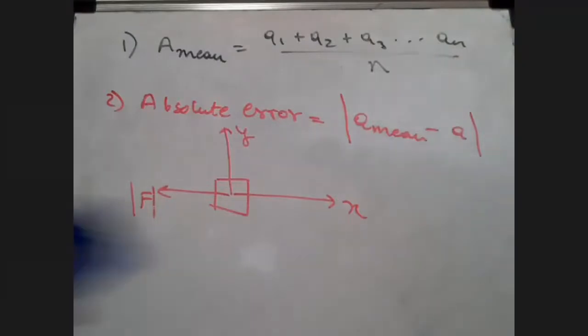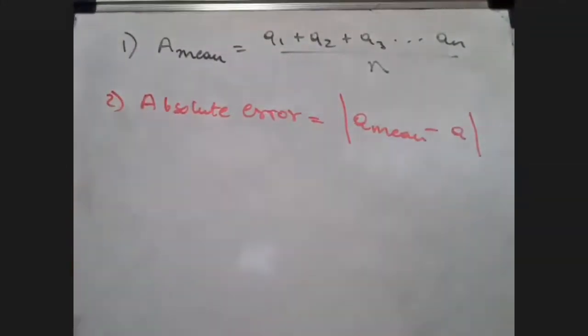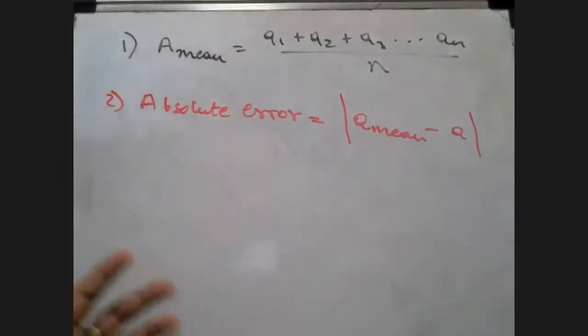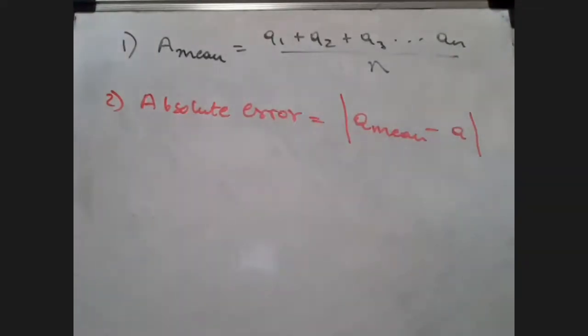Okay. So if that is understood, then you should understand that anytime errors are there, they are always added, in terms of addition and subtraction. Have we seen that? No, we have not seen, so we are doing that. So this is absolute error: A mean minus A.